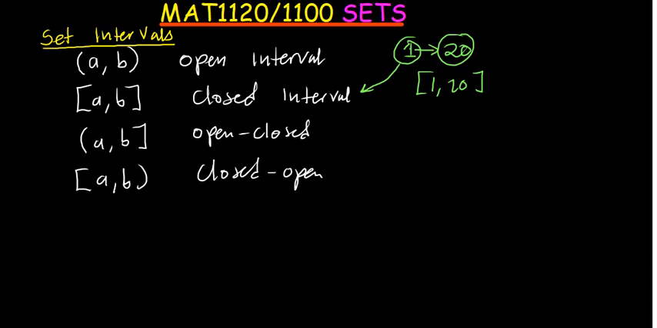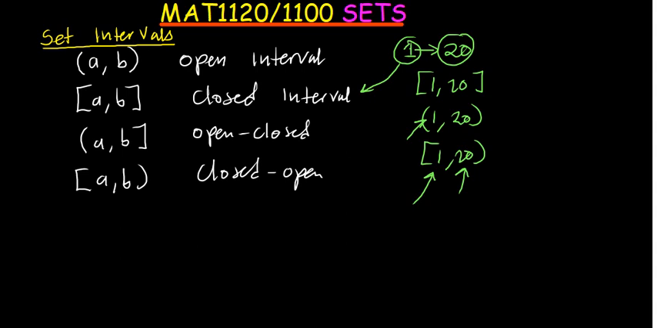Now when you are not including 1, you are not including 20, you are going to write it as 1 comma 20, like that. If you are including 1 but you are not including 20, you are going to write it as 1 comma 20, like this. This means that 1 is included, 20 is not included.